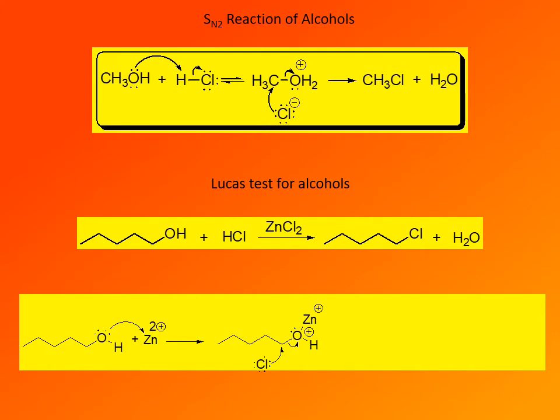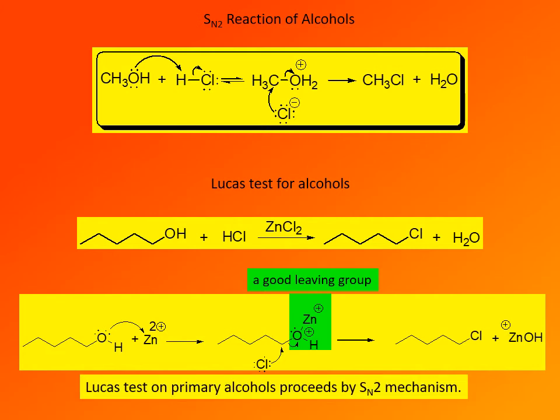Alternatively, we could heat up the reaction mixture, but these tests are carried out at room temperature. So use of zinc chloride allows us to carry out reaction at room temperature. So this is very good leaving group. And then, of course, backside attack in case of primary alcohols. Backside attack SN2 reaction results in formation of reaction product, in this case 1-chloropentane. So on primary alcohols, mechanism is SN2.